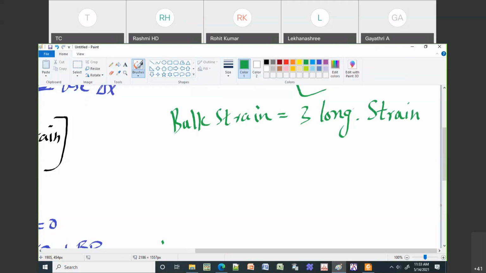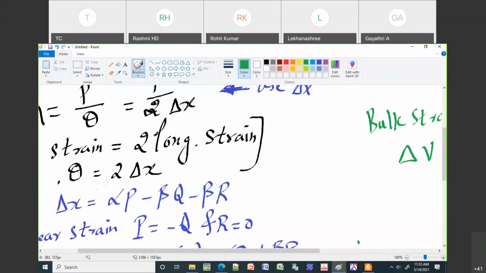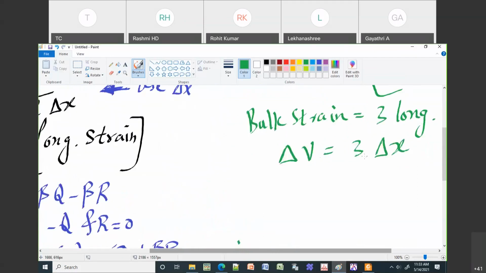So bulk strain is nothing but delta V. Delta V is equal to 3 times delta X. This is almost similar to what we did here. Theta is your shear angle, sorry, shear strain. Shear strain is 2 times delta X. In this case, your bulk strain, which is delta V, is 3 times delta X. You need to remember this. Now again we are going to use this for the work.